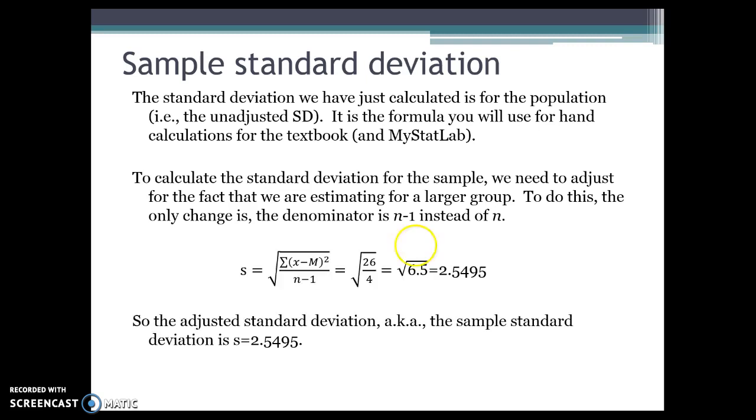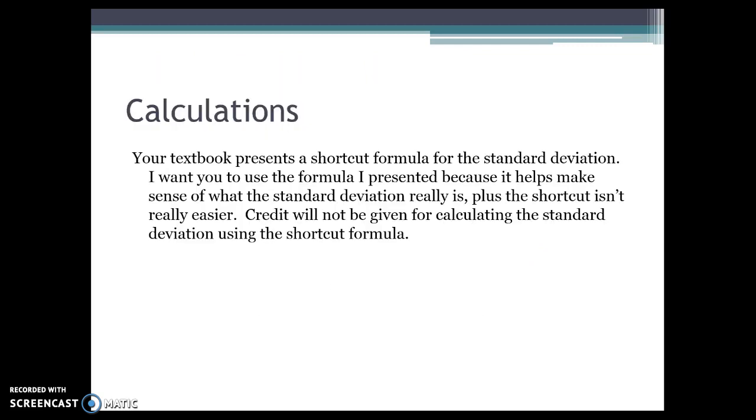Instead of dividing by n down here in the denominator, we divide by n minus 1. So instead of dividing 26 by 5, we just divide by 5 minus 1, which is 4. And when we do that, we get a different standard deviation. Okay, so this is the sample standard deviation, which is also called the adjusted standard deviation. And again, I wish your book didn't make a big deal out of the population standard deviation, but it does, and I want to stick with that, especially in the online class where you'll be relying maybe a little more heavily on your book.